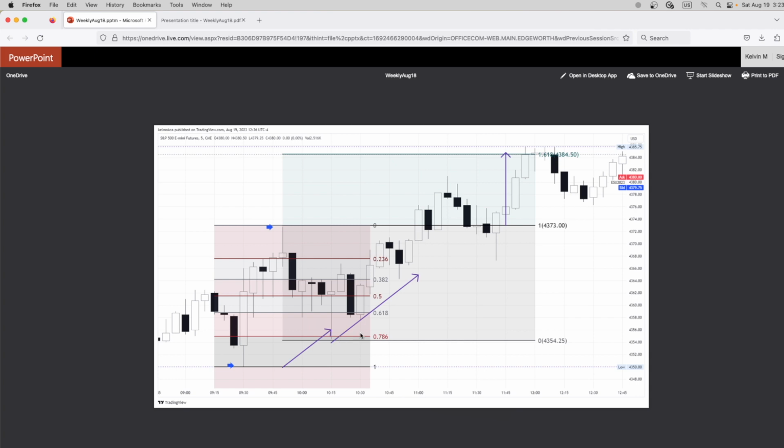Yeah, no, it's more of an illustrative purpose. It's not necessarily a trend.